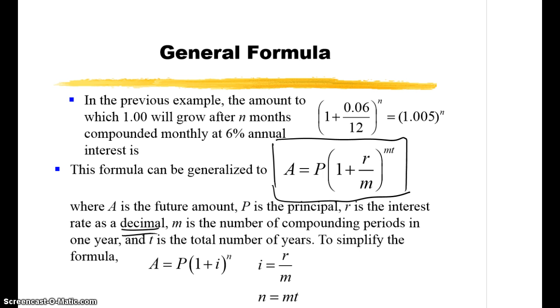M is the number of compounding periods. Since we were compounding monthly in the previous example, M was 12, right? But it could be anything. It could be 4 if you're compounding quarterly, 1 if you're compounding annually, 2 if you're compounding biannually, etc. So this is the number of compounding periods in 1 year. Okay? T is the total number of years of your investment. So to simplify the formula, sometimes you'll see it in your book written this way: A equals P times the quantity 1 plus I to the n power, where I is R over M and n is M times T.